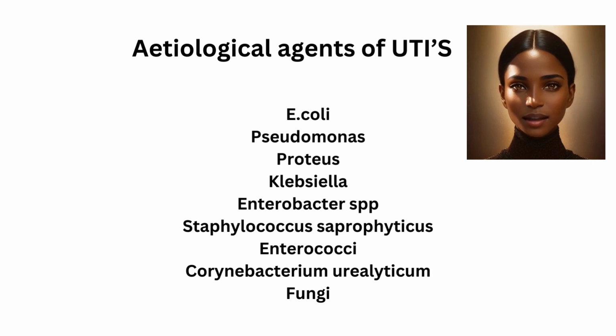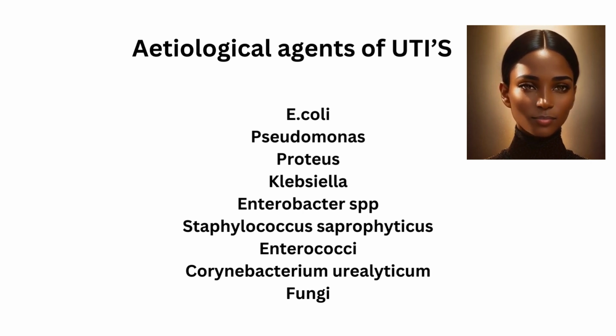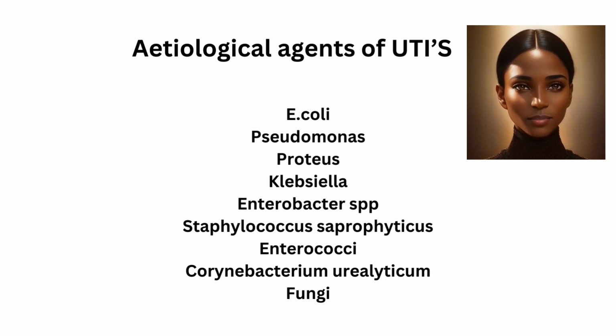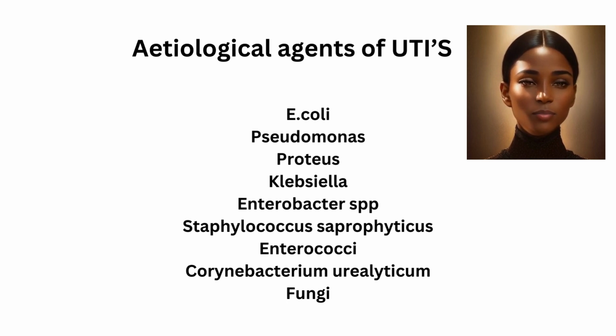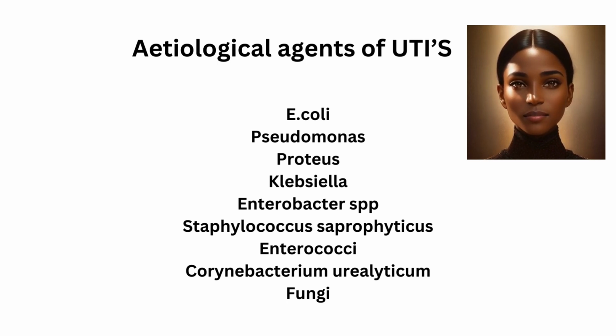Etiological agents of UTIs. The microorganisms responsible are the following: Escherichia coli, Pseudomonas, Proteus, Klebsiella, Enterobacter species, Staphylococcus saprophyticus, Enterococci, Corynebacterium ureolyticum, and fungi. It is important to remember that complicated infections are often polymicrobic, involve renal stones, and can yield urine cultures that are positive for multi-drug resistant organisms.